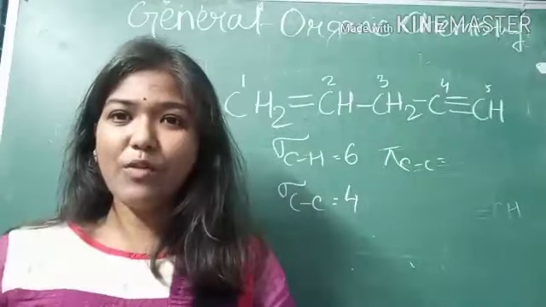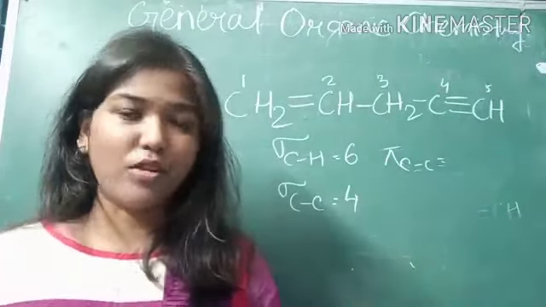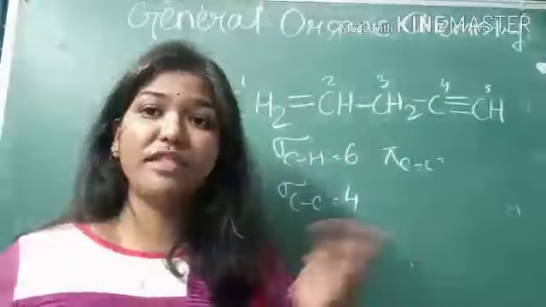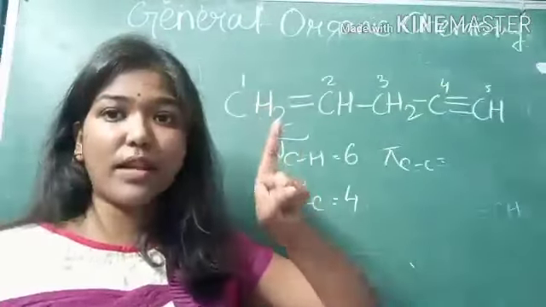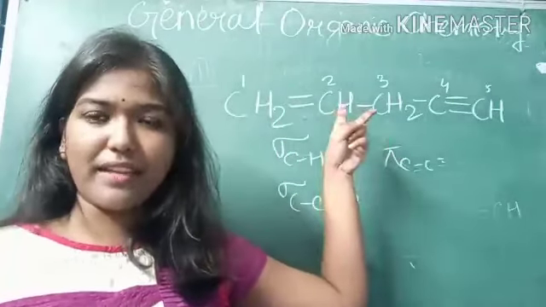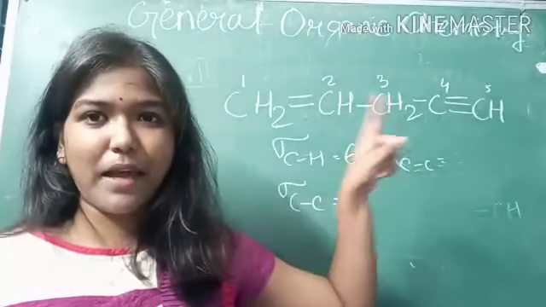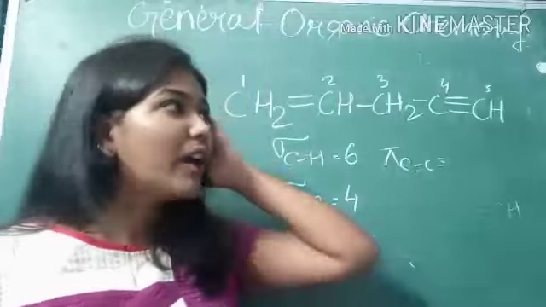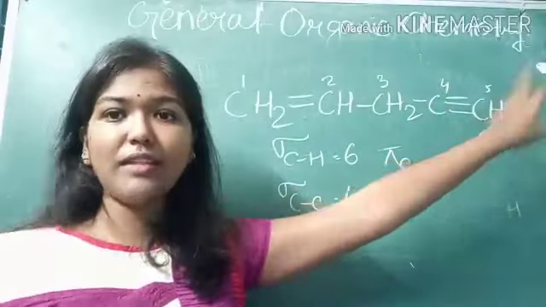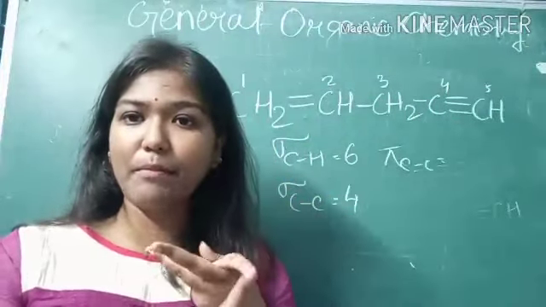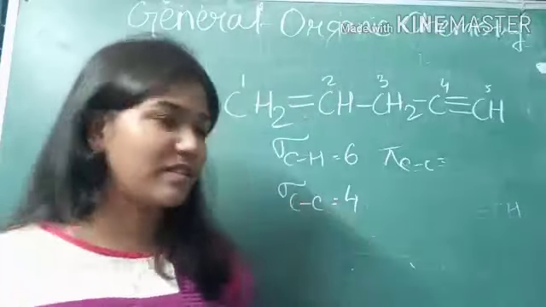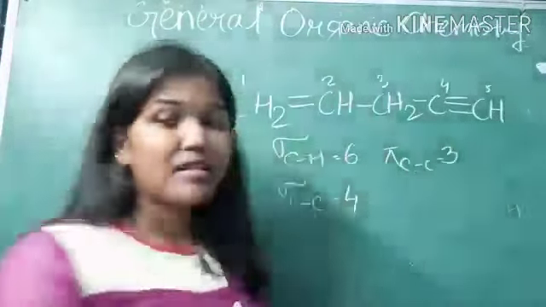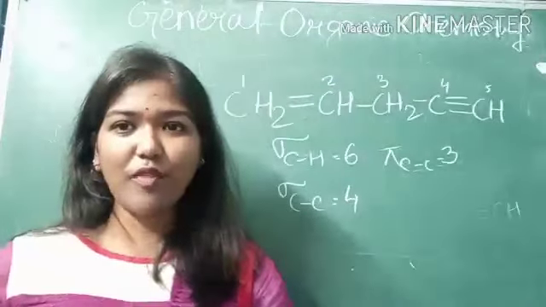Done. Now left is pi CC bonds. So we'll count the number of double bonds in this structure. For this one there is 1 double bond. 2 bonds are there, one is sigma, another one is pi. So 1 pi we have got. In this one, 3 bonds are there. One is sigma, remaining 2 will be pi. So total 3 pi bonds. So this is how we have solved this question.